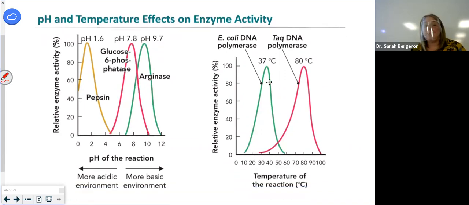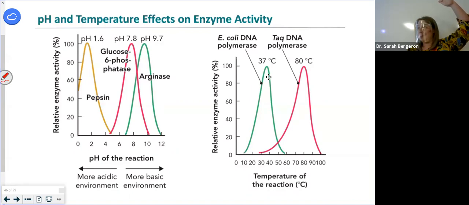The other thing is temperature. What temperature do most of our cells work at? 37, right? But there are some organisms that don't live in the conditions we live in. Think about the organisms at geothermal vents. That's where Taq polymerase comes in. Where have you heard Taq polymerase before? In PCR, this is the temperature-stable enzyme that replicates DNA, because you're doing PCR at really, really high temperatures.